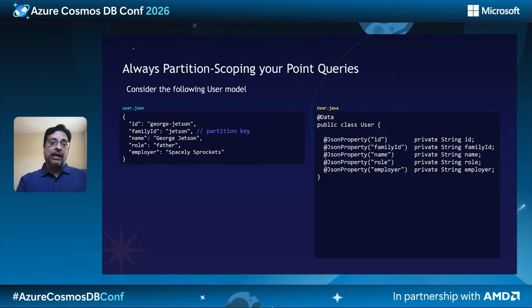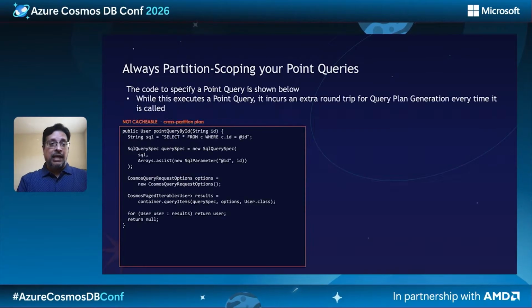Let's pretend that we have a user collection. That user collection stores documents, as shown here, user.json, and it's backed by a POJO class, shown here on the right, user.java. If I want to select George Jetson from the database, I would provide a point query as shown here, select star from c where c.id equals a bind param. There's one problem here. Every time I issue this query, there's an extra round trip that is used to parse the query and generate a query plan.